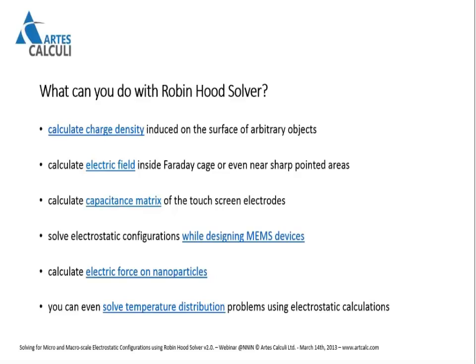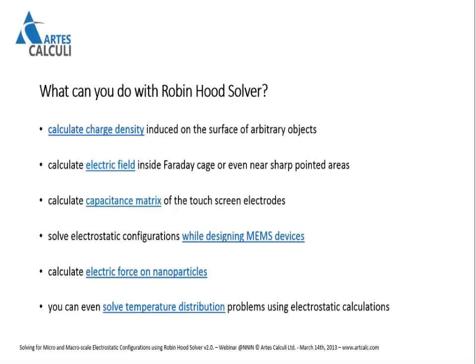Let's go on to more concrete examples. You can use Robin Hood Solver to calculate charge density induced on the surface of arbitrary objects, magnetic or electric. You can calculate electric fields inside a Faraday cage or even near sharp-pointed areas. This is important to pinpoint because many of our competitors have problems when doing calculations near areas with many sharp points. You can also calculate the capacitance matrix of touching electrodes, as we will show later in the example.